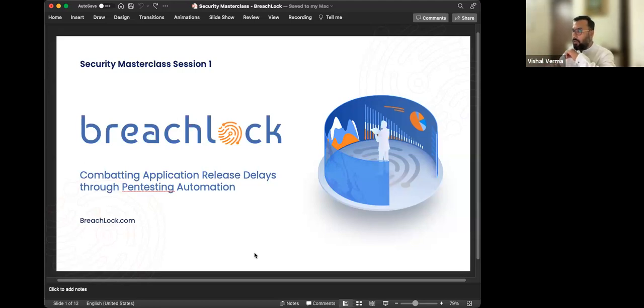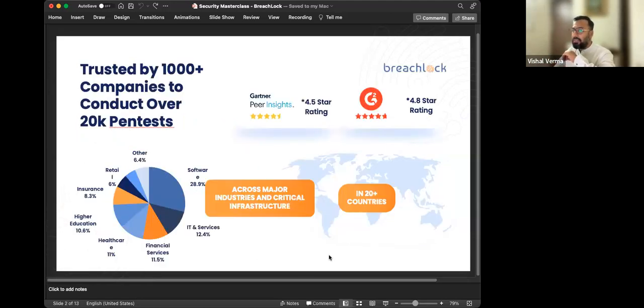So briefly, talking about what BreachLock is. BreachLock is one of the global leaders in providing pen testing as a service, right? BreachLock is a full stack service provider, or a PTaaS player in the business, which covers the entirety of the landscape, from web applications, networks, API, IoT devices, mobile applications, and many more, right? And not just limiting ourselves to the pen testing space, we also venture out into red teaming and phishing capabilities as well.